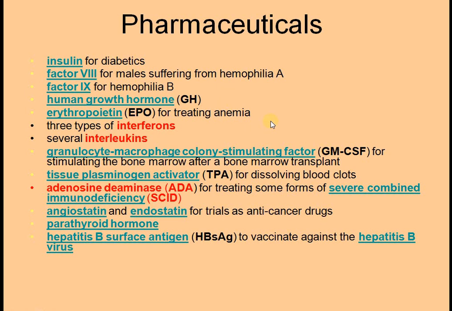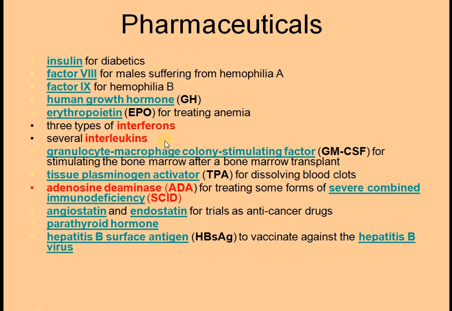Then erythropoietin is used for treating anemia. Then you can produce interferons using recombinant DNA technology. What are interferons? Interferons are produced by the body in response to infection by a virus. Normally, if we get a bacterial infection, our body will produce antibodies, but in case of virus, those are known as interferons. So if you get a viral infection, your body will produce interferons. So recombinant DNA technology is also used for production of interferons.